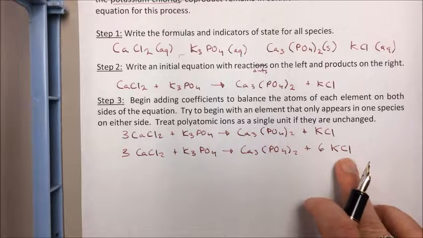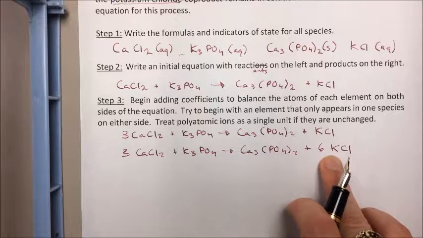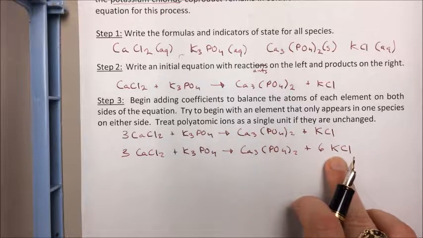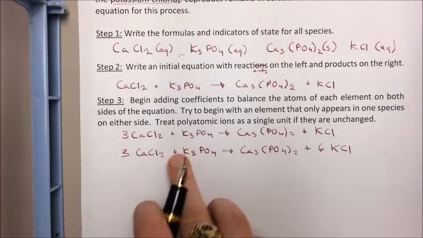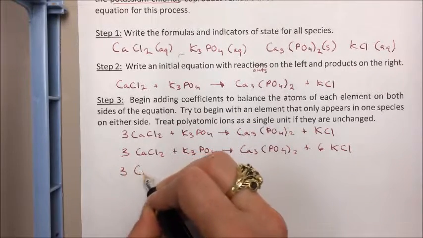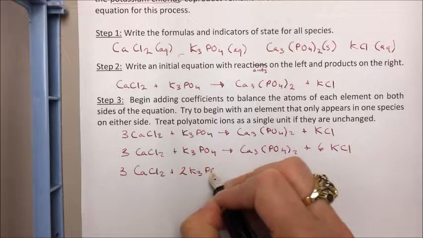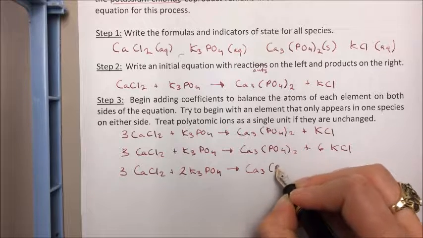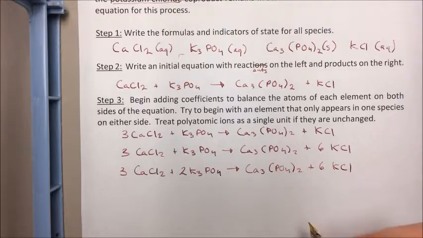Well, now that we've played around with that, we've messed with our potassium. So it's a good idea to try and balance our potassium next. We've got 6 potassium in our products. We've only got 3 in our reactants. So let's put a 2 in front of the potassium phosphate to balance them. 3 CaCl2 plus 2 K3PO4 becomes Ca3(PO4)2 plus 6 KCl.